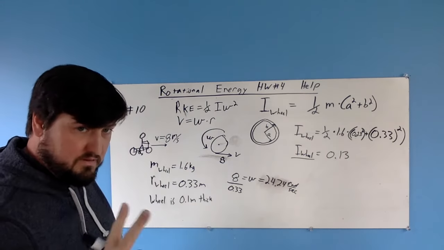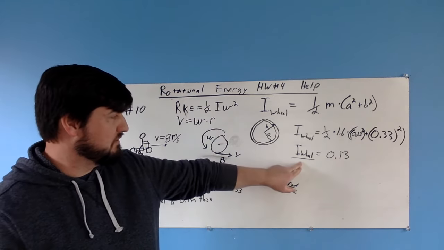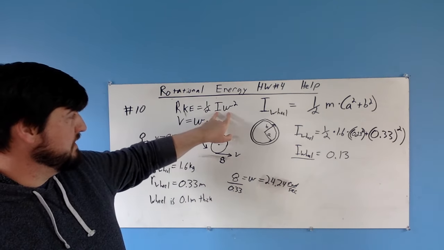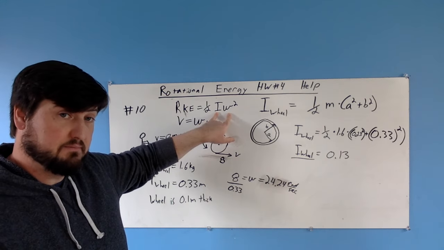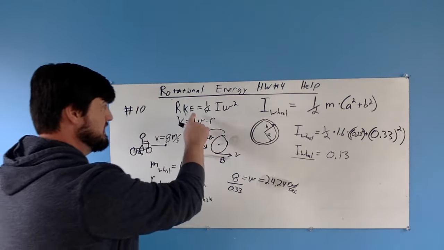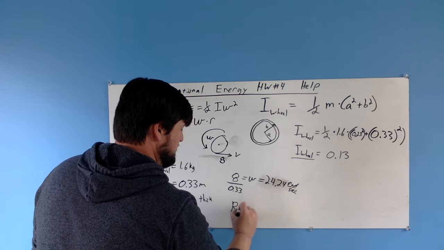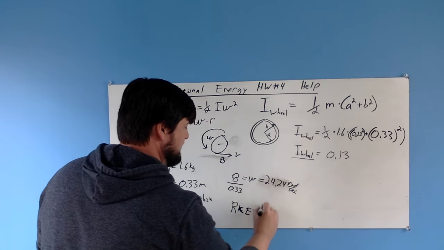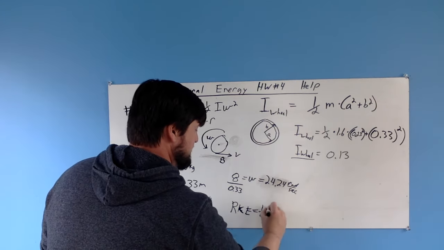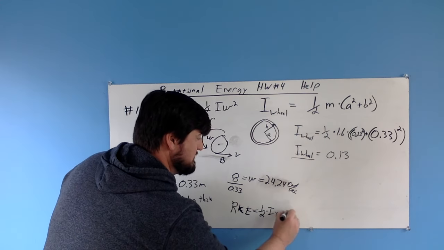Okay, so we found two things for this problem, right? So far we found our omega, and now we found our I. And look at this, I and omega is all we really needed to find the rotational kinetic energy. So now I can plug this in. So let's do that. So rotational kinetic energy, that does not look like a K, it looks like the beginnings of an E. There we go. Rotational kinetic energy is 1/2 times I times our omega squared.